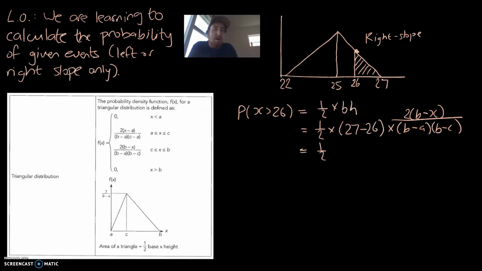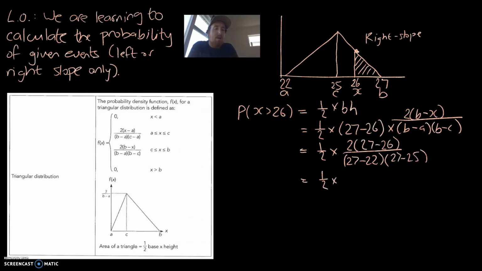So that is going to be 1/2 times, and this here comes to 1, so I'm actually just going to ignore it because anything times 1 stays the same. And we're going to go 2 in our case. So let's recap. A is always the minimum, B is always the maximum, C is the peak, and X is the variable related to the shaded portion. So 2 times 27 minus 26, divided by B minus A, so that's 27 minus 22, and then B minus C, 27 minus 25. And we then do the maths from here.